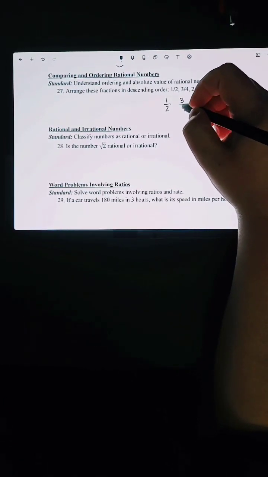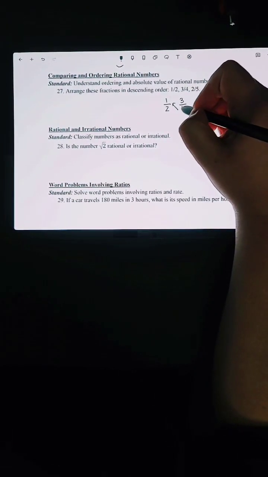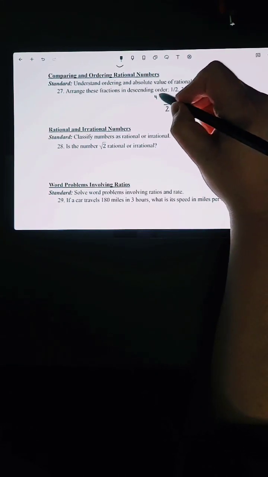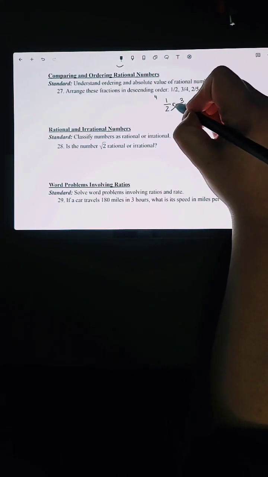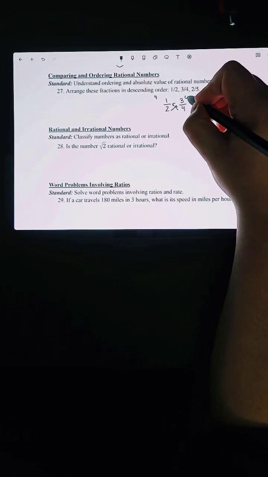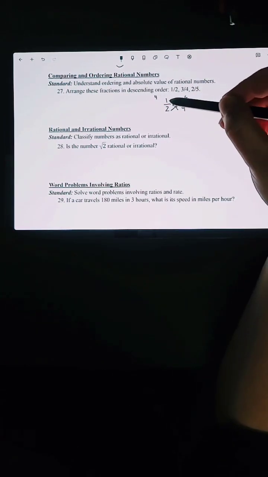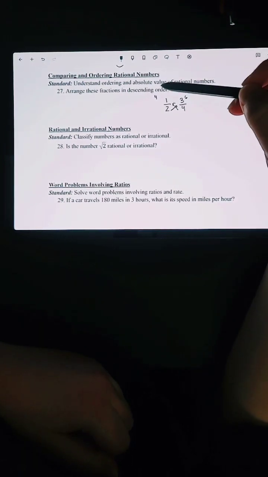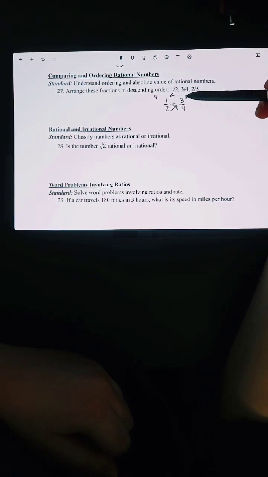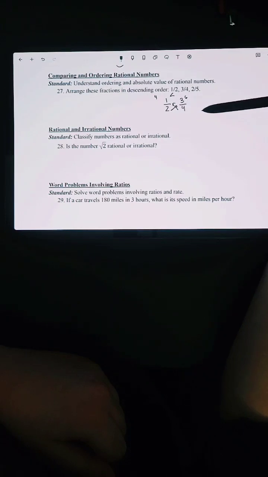And the trick that I teach students with fractions, this always works: you multiply the denominator of one times the numerator of the other. So like 4 times 1 is 4, and I do the same thing here, 2 times 3 is 6. If you compare those numbers, you can compare the fractions accurately. So 4 is less than 6, so that means that 1/2 has to be less than 3/4.